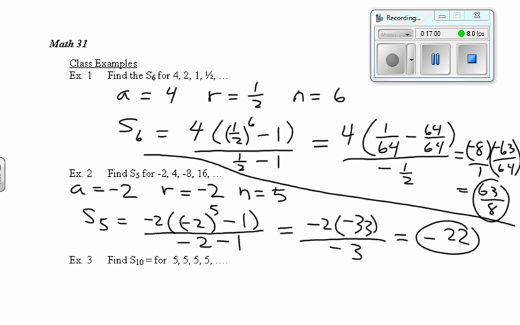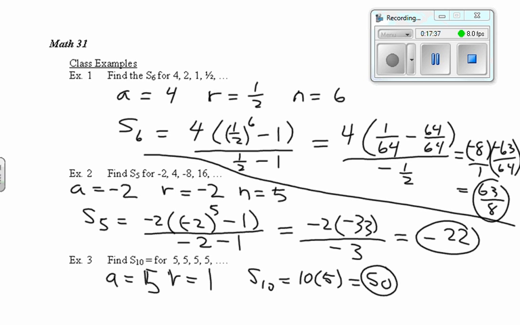Okay. Example 3, I promise you, is going to be the easiest example you get today. What if our sequence was 5, 5, 5, 5, 5? A is 5, R is 1. When we have an R of 1, our S10 would simply be 10 times 5, or 50. Wasn't that fun?